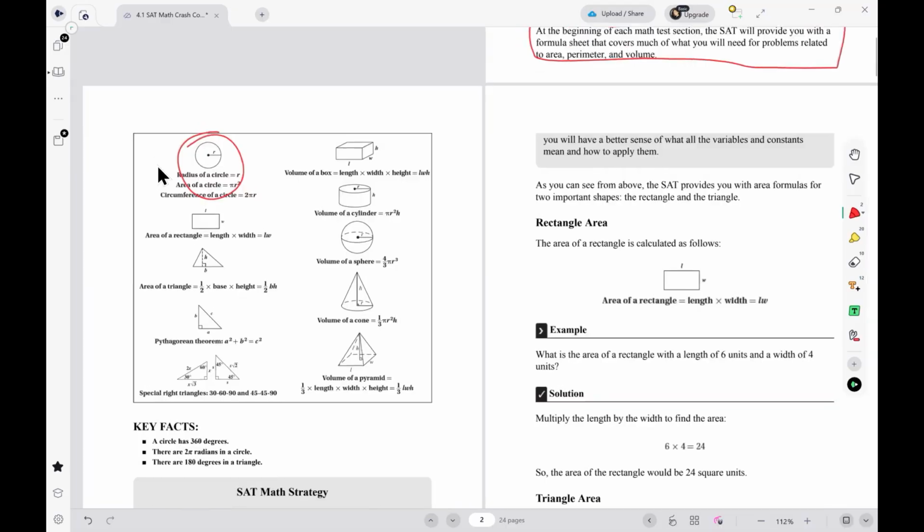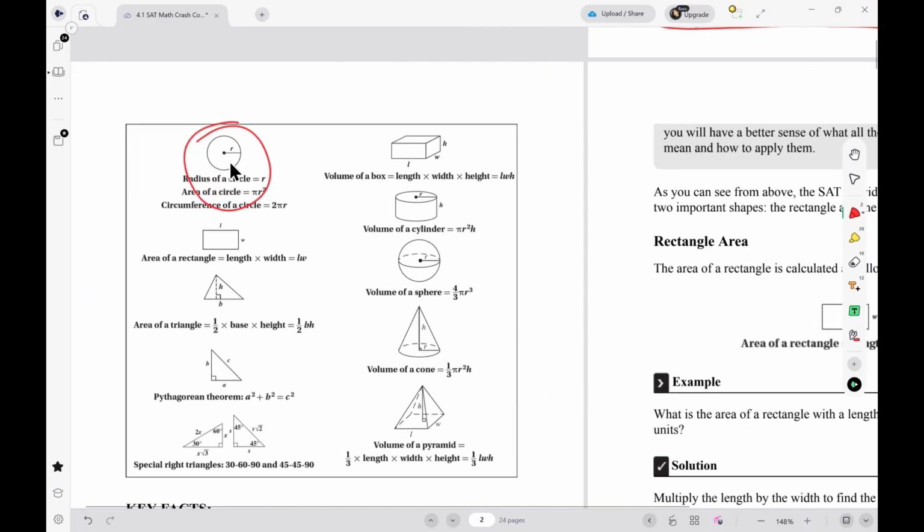I'm just going to talk again, because this is a circle. So the radius of a circle is r, and the area of a circle is pi r squared. Pi is just a constant. And the circumference of a circle is basically this thing. This is called the circumference.